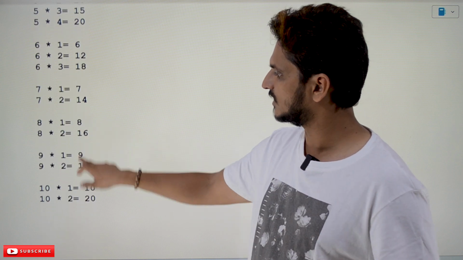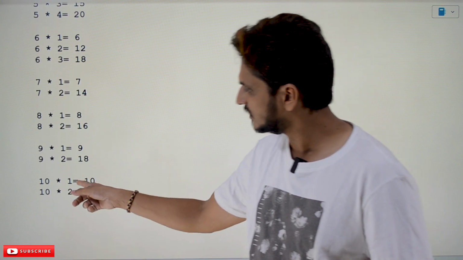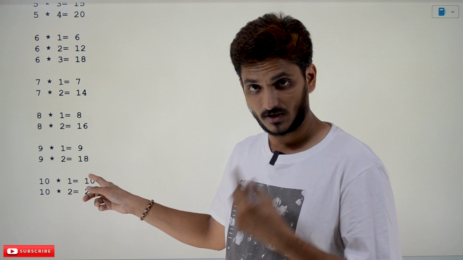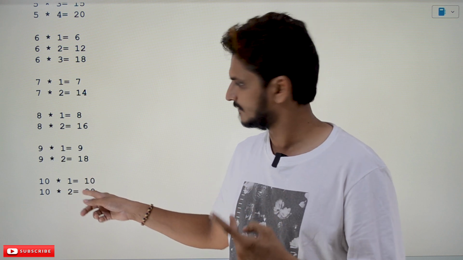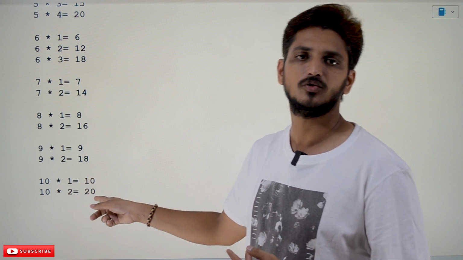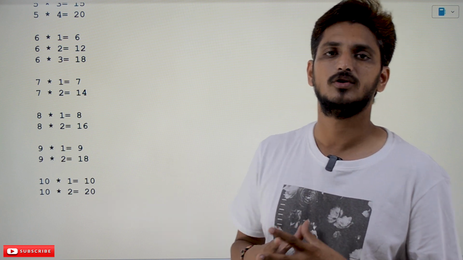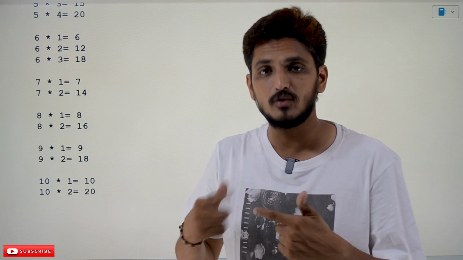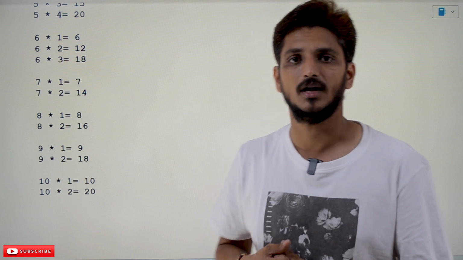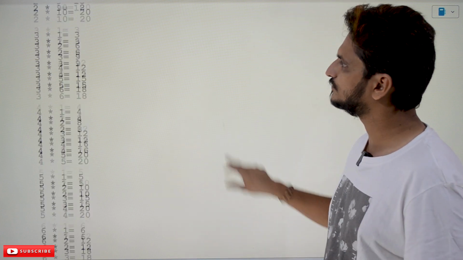Similarly, 7th table, 8th table, 9th table, 10th table. That's why the 10th table displayed only up to the first 2 terms. 10 1s are 10, 10 2s are 20, 10 3s are 30. We are not going to display that. How do we have to write this using the break statement? We'll understand the code now.